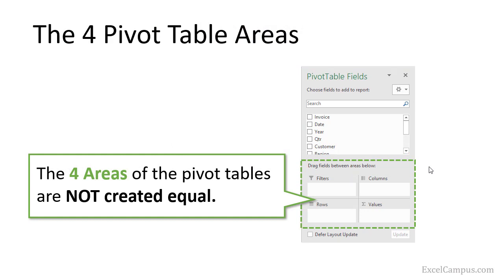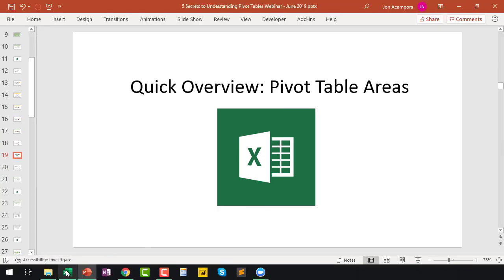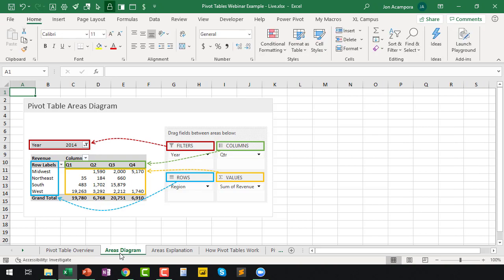So there's 4 areas that you can drag fields into within the pivot table fields list. And these are not created equal. They all do different things. You kind of saw that with my demo there. But I'm going to jump back over to Excel and explain this further, because it's very important to understand what each of these areas do.